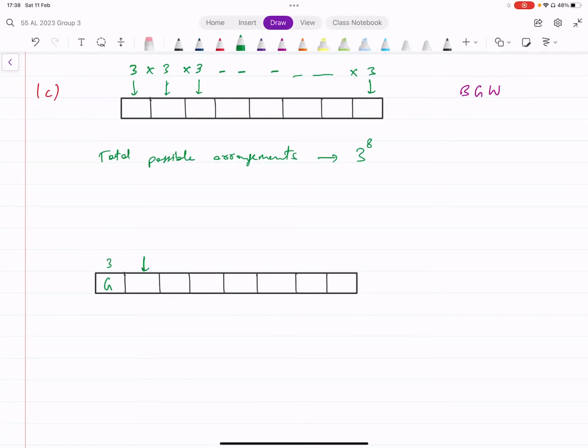I cannot place the gray tile here. To place a gray tile here, I can only place a black or a white tile now in the second box, if I've already placed a gray tile in the first box. So how many options do I have for the second one? I have 2 options for the second one.